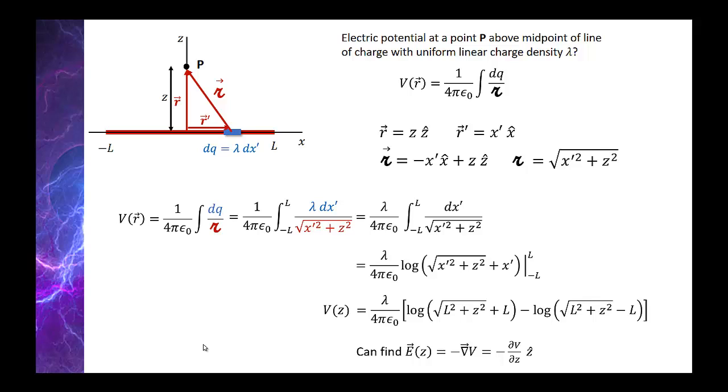So this is a really nice way to calculate the electric potential and therefore the electric field at some point, because we can easily calculate the electric potential without any vectors, and then the vectors just come out from taking the gradient.